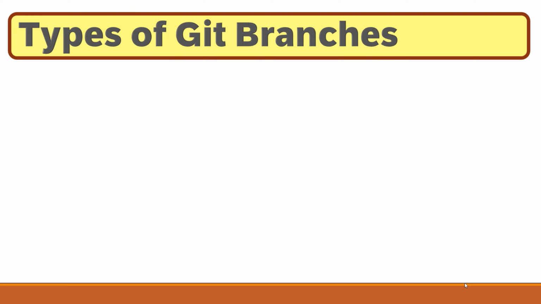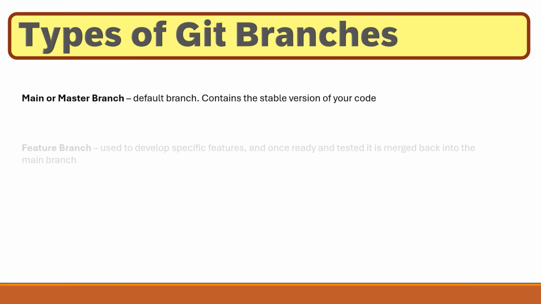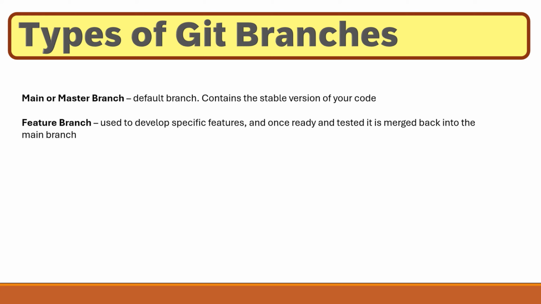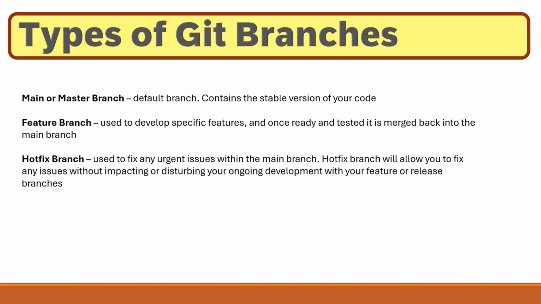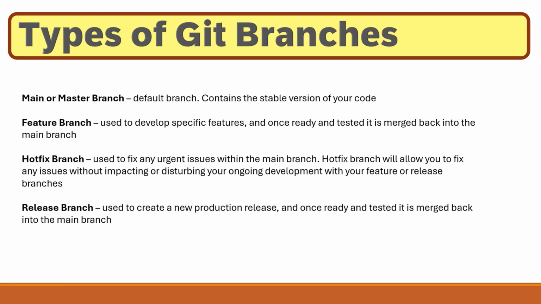Just for completeness, let's have a look at types of branches. So the main or master branch, which is the default branch, contains the stable version of your code. Then there's a feature branch, which is used to develop specific features, and once ready and tested, it's merged back into the main branch. And then there's the hotfix branch, used to fix any urgent issues with the main branch. So the hotfix branch will allow you to fix any issues without impacting or disturbing your ongoing development with your feature or release branch. And then there's the release branch, which is used to create a new production release. And once that's ready and tested, it's also merged back into the main branch.